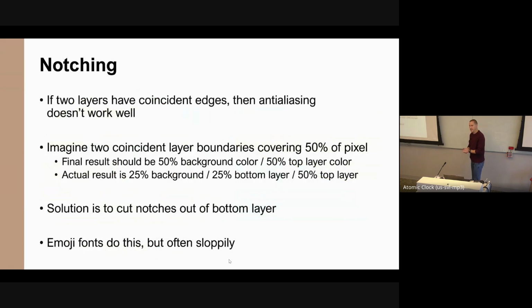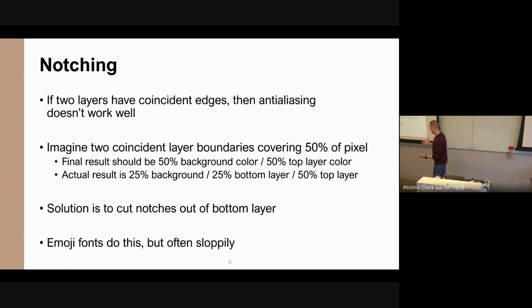And getting back to the double coverage on the anti-aliasing. Especially in emoji, I see this a lot where there are coincident edges between layers. We've got a background layer and a foreground layer that share the same edge. You don't want to do that because you're not going to get the right amount of background showing through, and you're going to get the wrong colors along the edge.